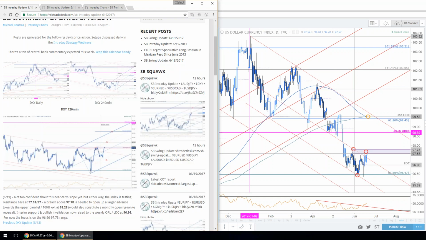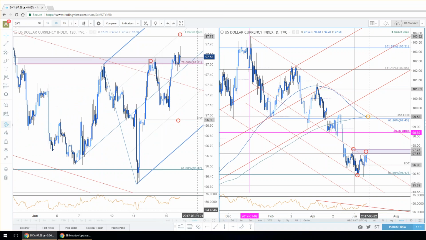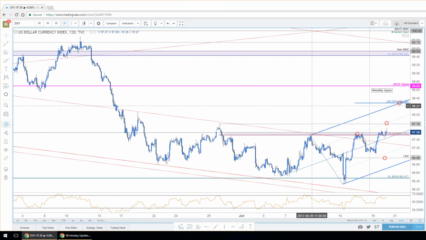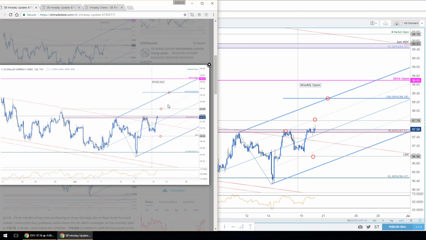Okay, so for the index, again, here's what the 120-minute looked like last night. Here's what it looks like right now. So we're kind of trying to creep above that key resistance region, right? And the top side would be, like I said, 97.78. That would be sort of the breakout level that you would look for on an extended dollar play. I'm just putting this out here for reference. I don't have any plays that I've been moving on the dollar index per se.